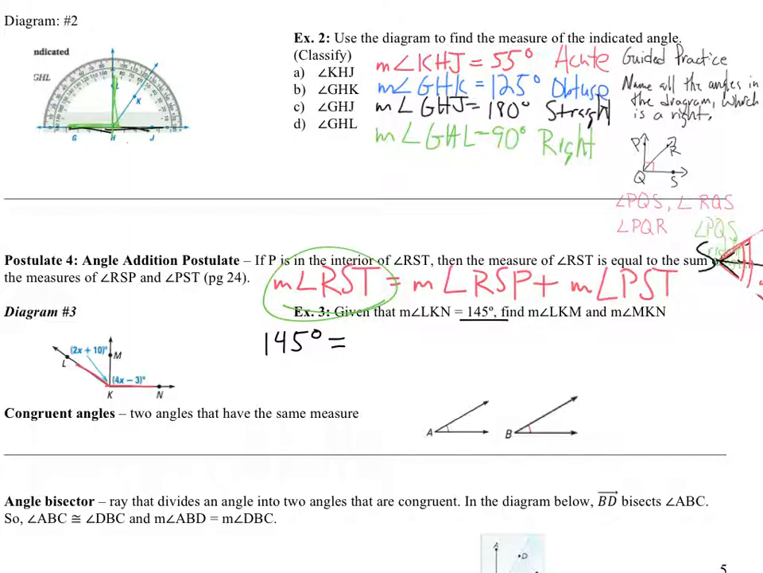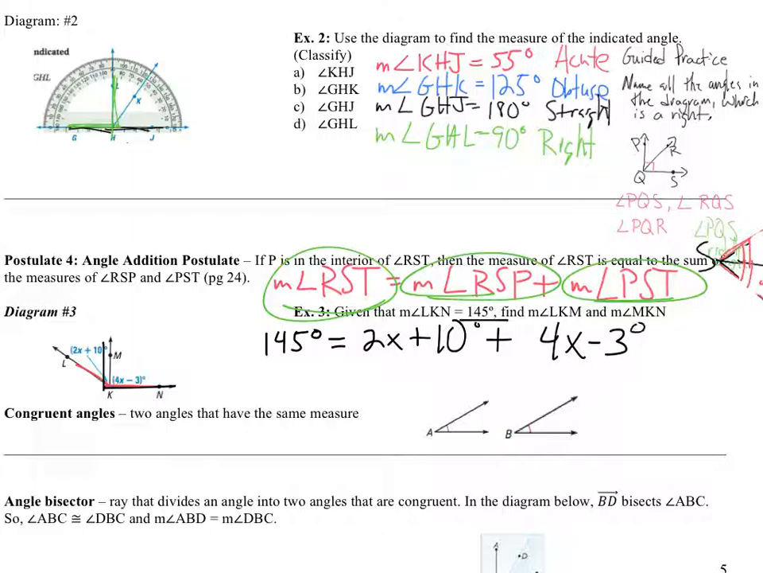So we take the first one, the measure of LKM, which is 2x plus 10, plus the measure of MKN, which is right here, 4x minus 3. These are each in degrees, and now we can go ahead and solve this problem.